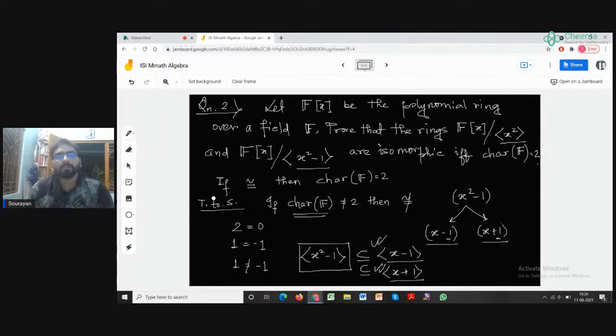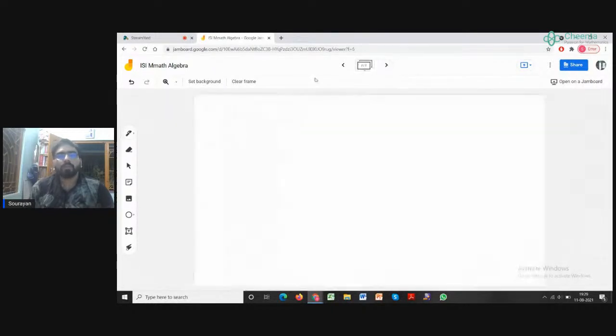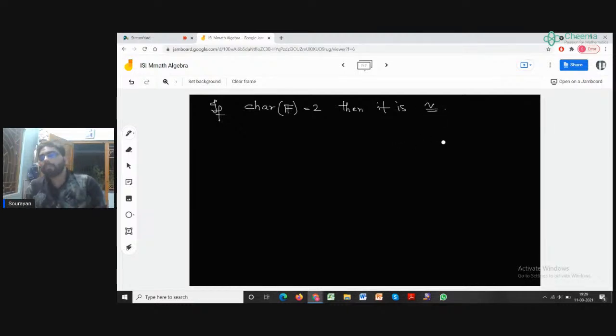Hence, by proving this contrapositive, we in turn prove our statement that if it is an isomorphism, then characteristic of F is equal to 2. So now comes a little bit trickier part. What do we need to show now? What we need to show is that if characteristic of F is equal to 2, then it is an isomorphism. This is something that we can directly prove by defining the ring theoretic isomorphism.